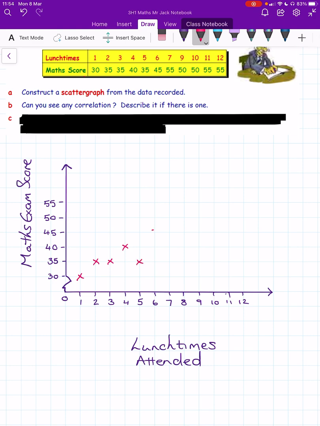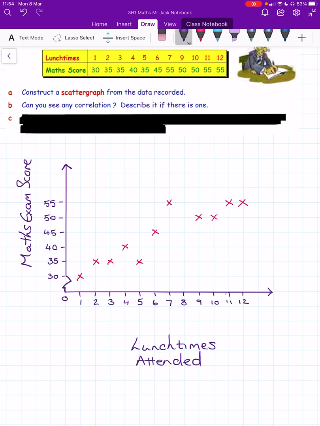6 and we're up to 45 there. 7 and we jump to 55. There is no 8. 9 we're going to 50. 10 we're going to 50. 11 we're up to 55. And 12 we're up to 55. So if you look at those points, hopefully you can see a bit of a trend.